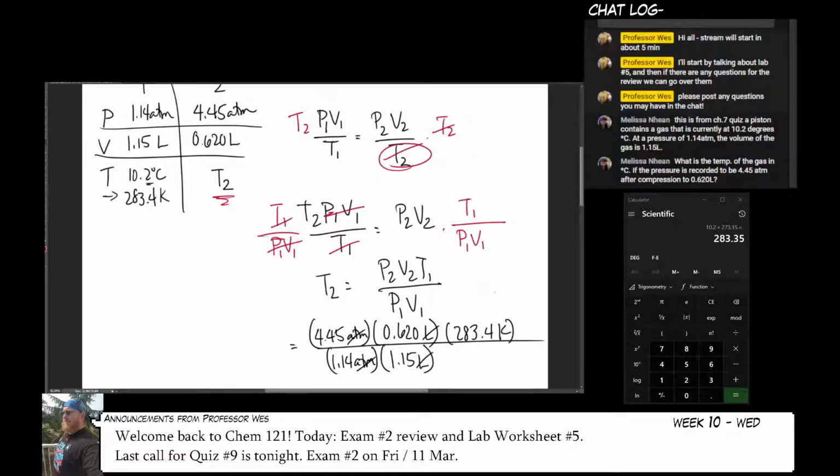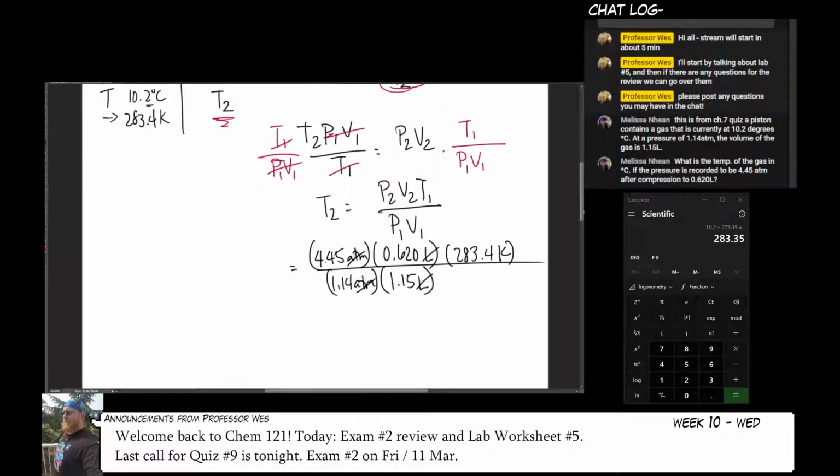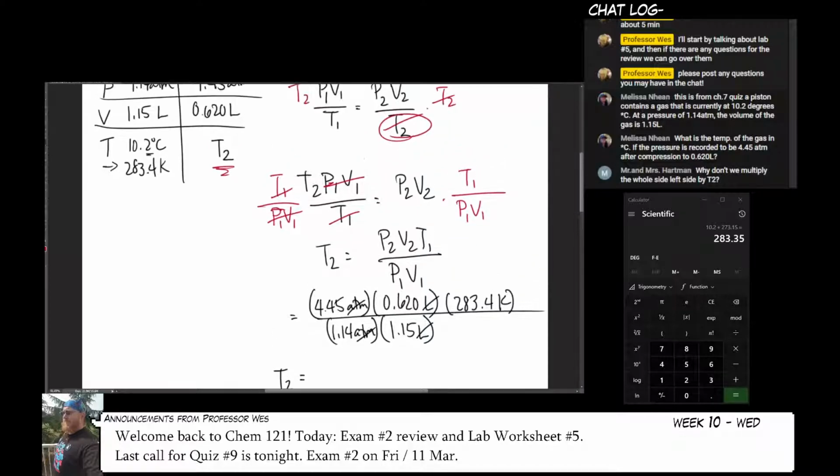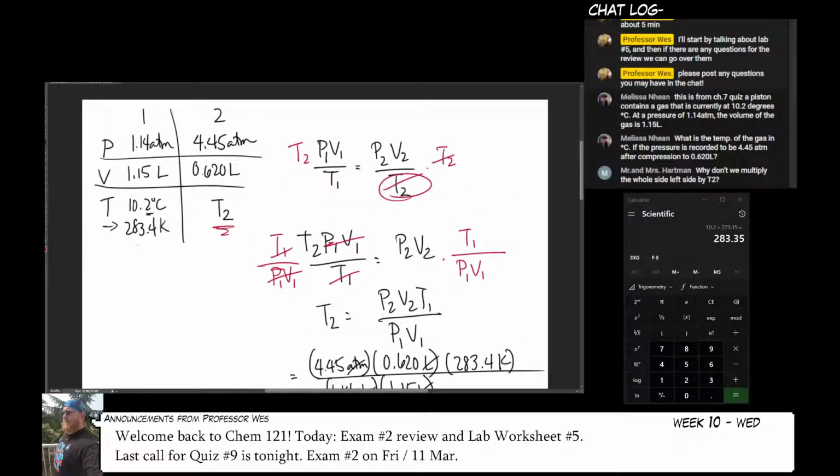Cancel out the units that can be canceled, and that will give us T2 here. Why don't we multiply the whole left side by T2? We did, didn't we? So this is all already a thing, so I'm just multiplying it and sticking it in the equation. And so here it is right here.